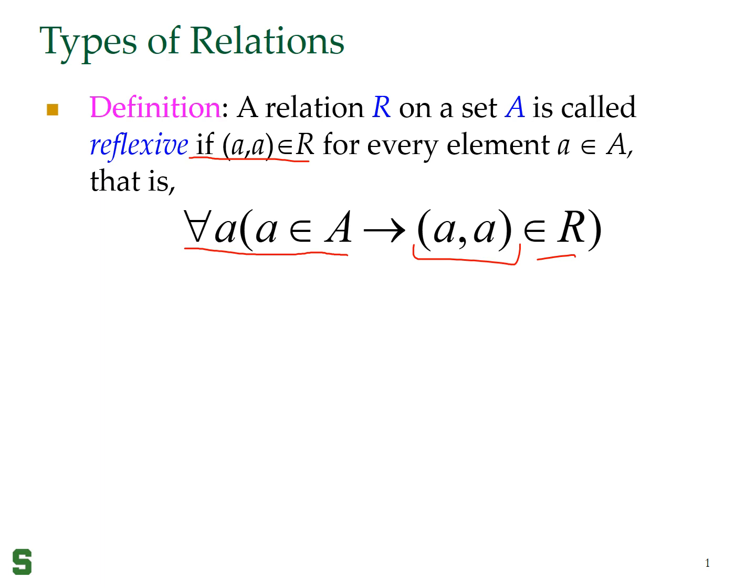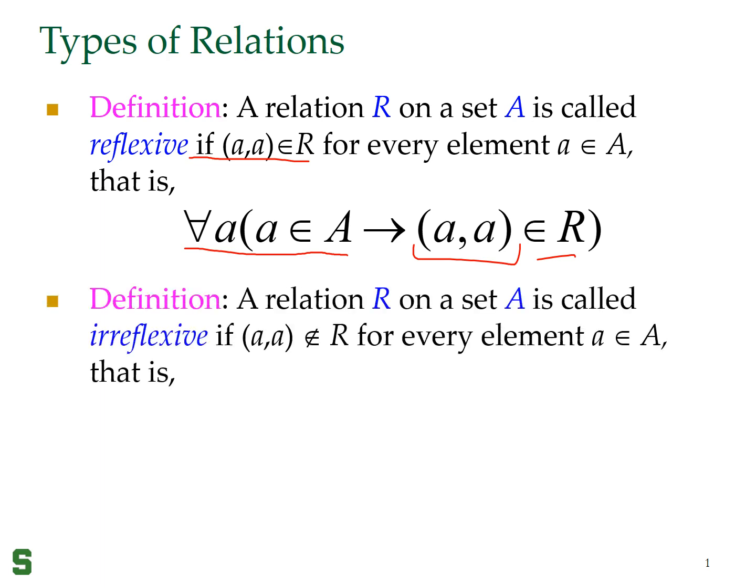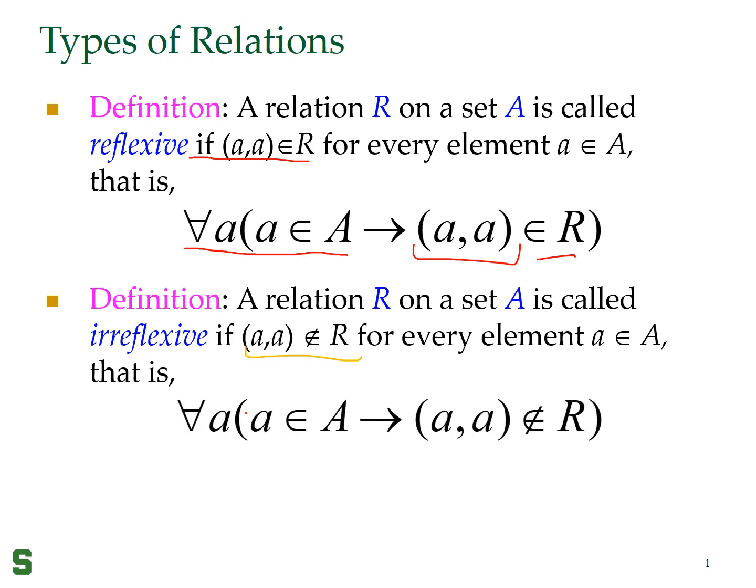We are going to define quite a few different properties of relations, but essentially what we are going to do is say what kind of pairs we want in the relations and what kind of pairs we don't want in the relation. The second property that we are going to look at is irreflexive. A relation is irreflexive if the pair (a, a) is never in the relation R for any element a. That means for all a in A, the pair (a, a) is not in R.